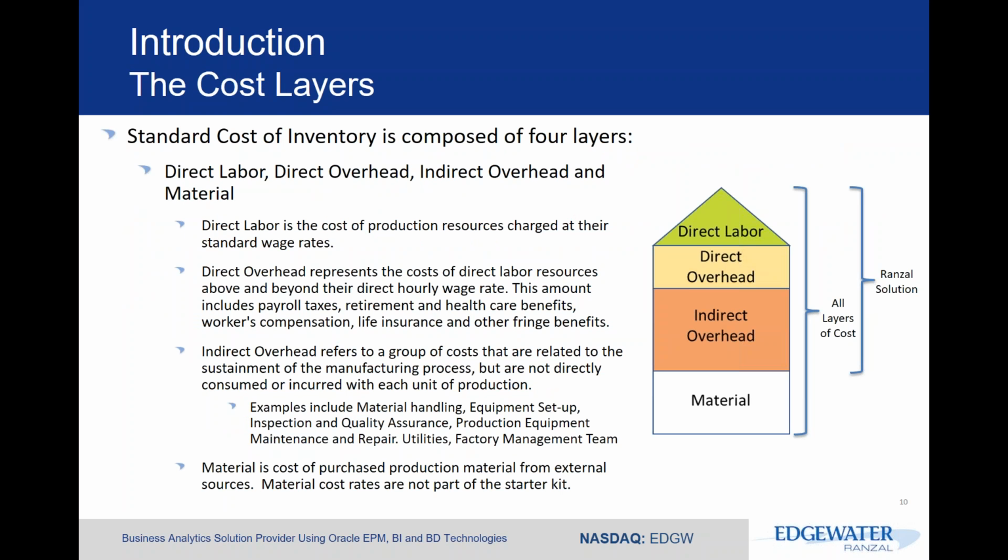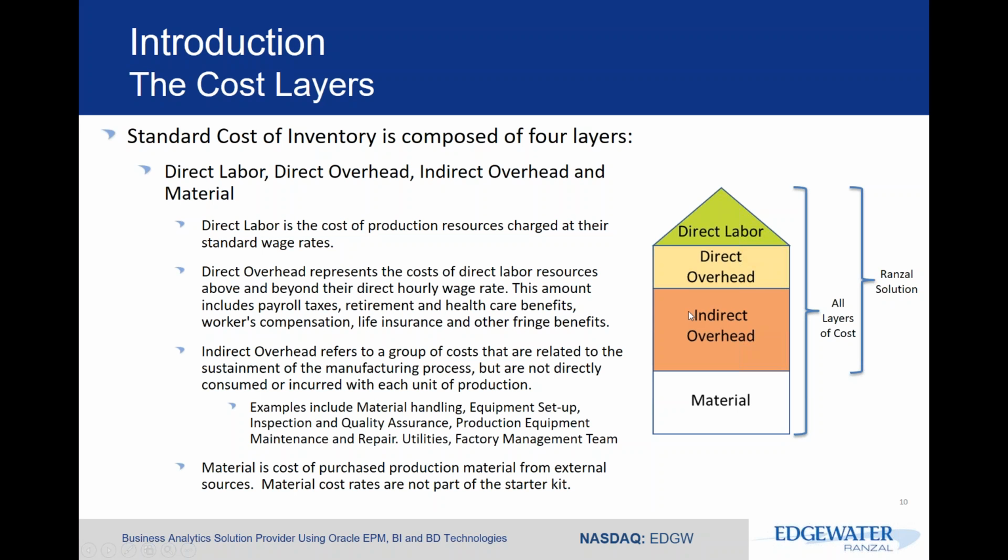So let's level set some terms and just consider the following. Inventory is typically broken up into these components as depicted in this sort of house-like structure. We have direct labor, which is the cost of production resources charged at their standard wage rate. We have direct overhead, which is the cost of direct labor resources above and beyond their direct hourly rate. This includes payroll taxes, health care, retirement, other fringe benefits.